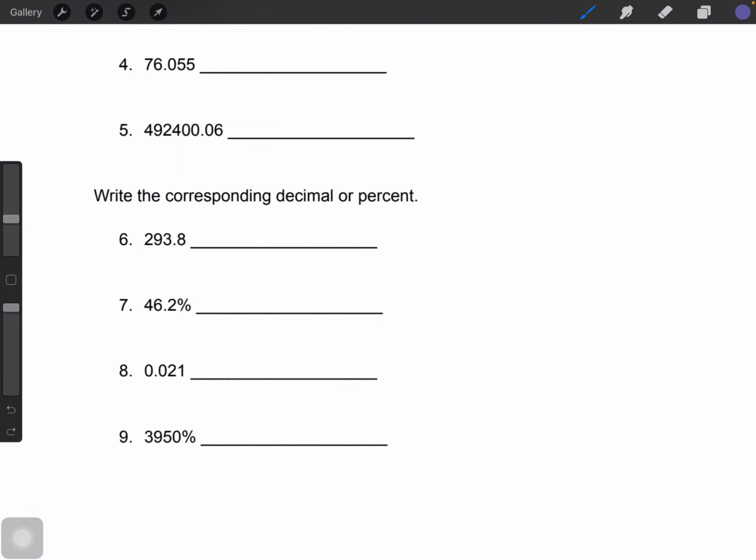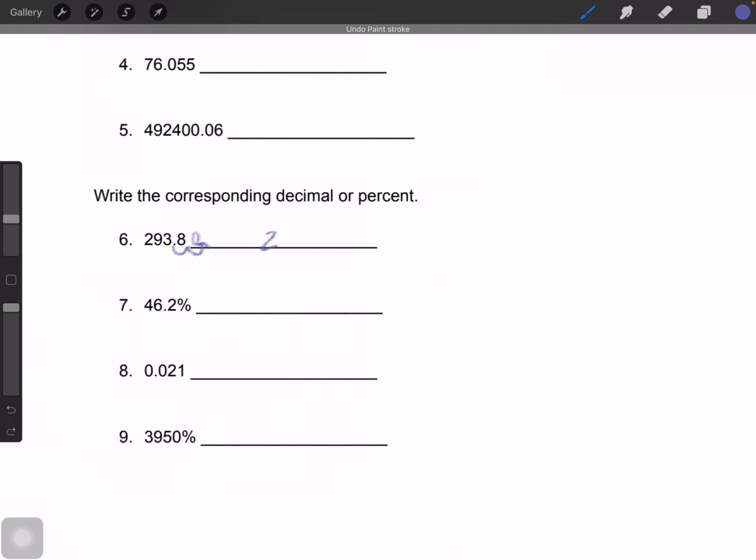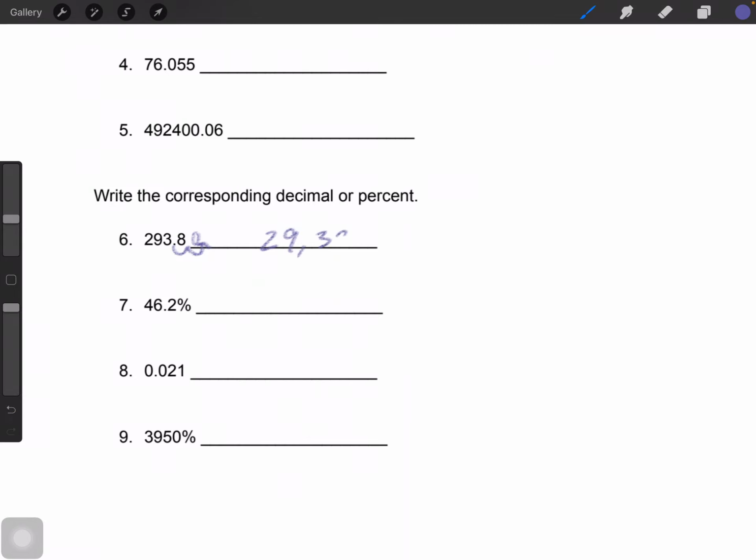And when you want to go from a decimal or a number to a percent, you want to move this decimal point 2 times to the right. Now you may say, well, there's nothing there. What am I supposed to do? Well, you add a 0 right there. So it's 29,000, my bad, 29,380%, because you're changing it into percent, so you need the percentage sign.